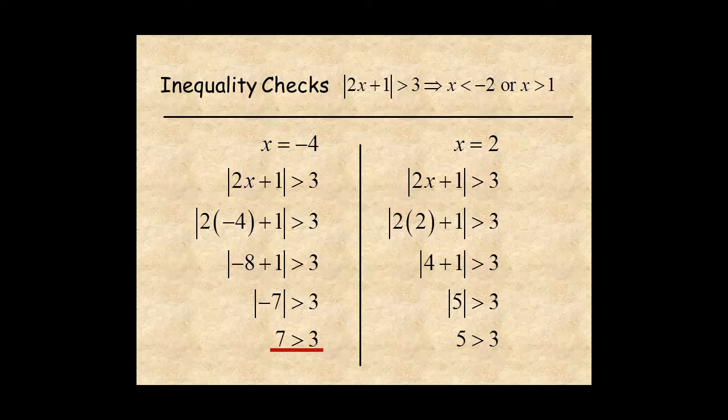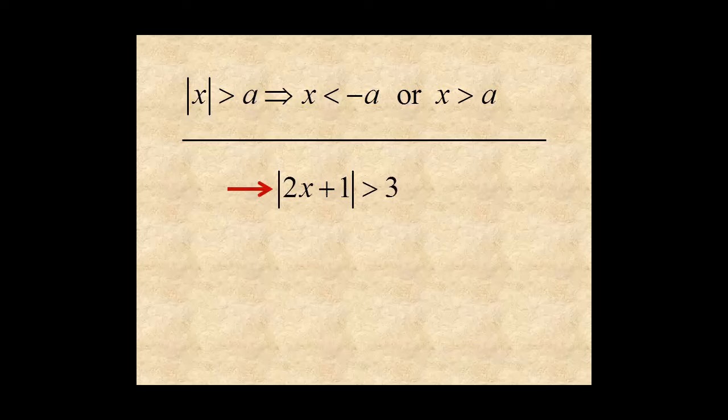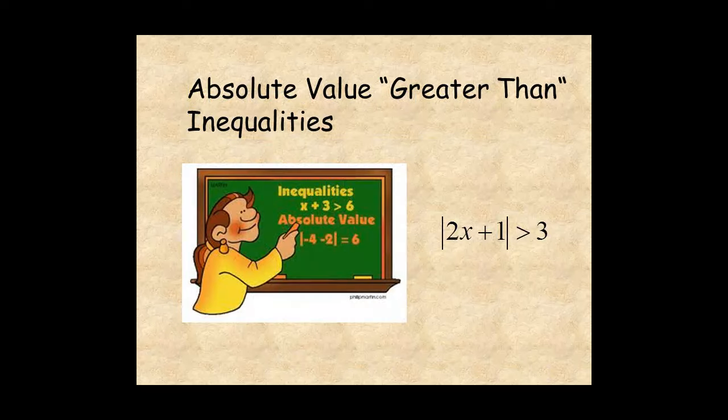On the right, 2 times 2 plus 1 is 4 plus 1, and 4 plus 1 is 5. Since the absolute value of 5 is 5, you have the true statement 5 is greater than 3, and the right inequality checks. So to solve an absolute value greater than inequality, write and solve an equivalent disjunction. This lesson showed how to solve absolute value greater than inequalities.